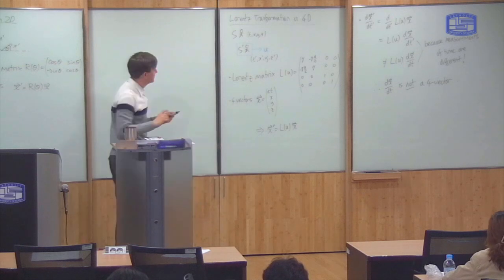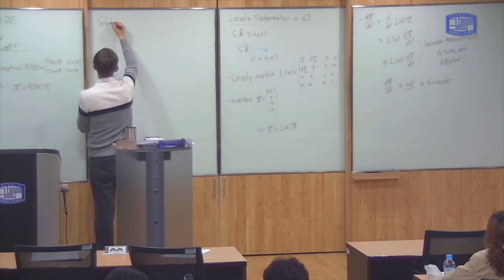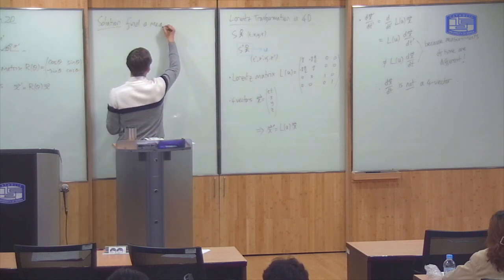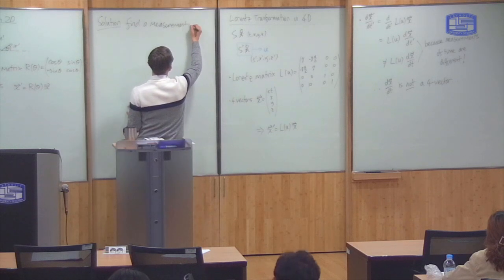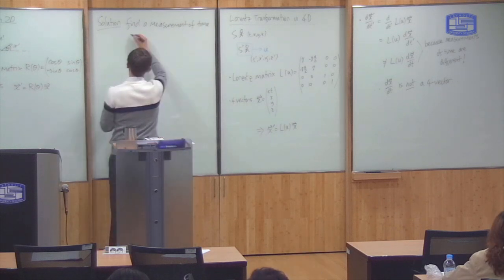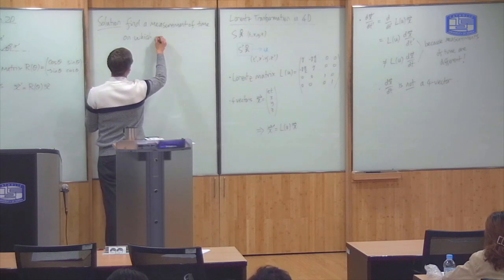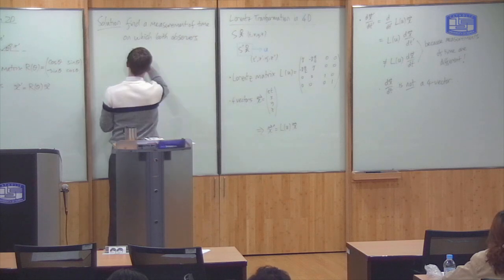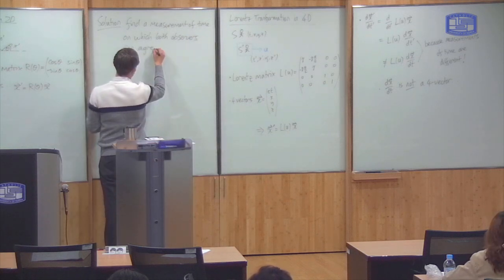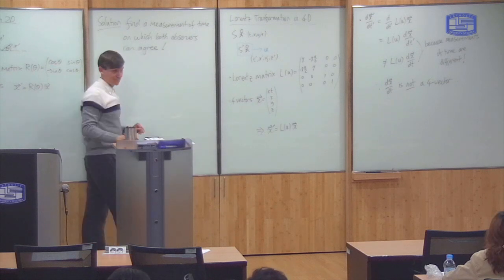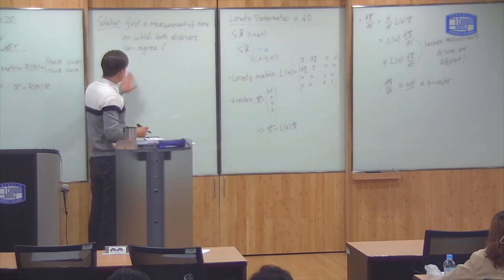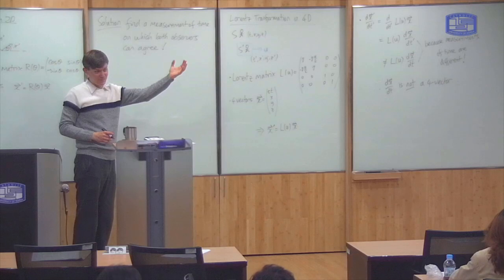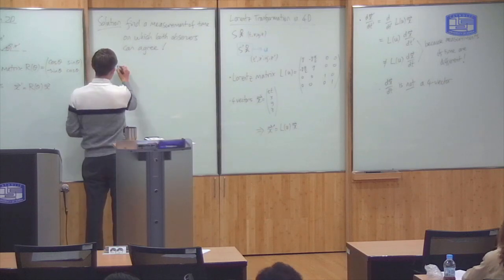Let me write it here. Solution: find a measurement of time on which both observers can agree. So how can we do that? Well, we're talking about velocity. So these observers must be measuring the velocity of something, a particle or whatever. So we can imagine the situation as follows.